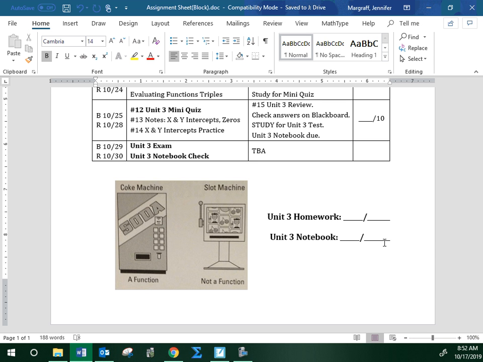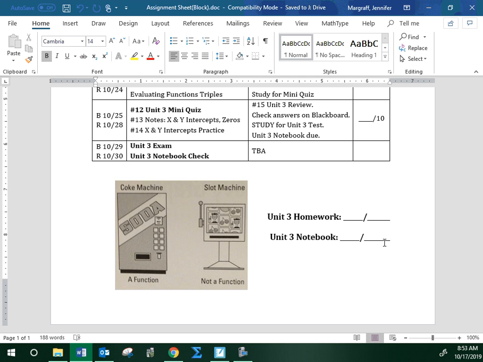It can give you a different result. So that's not a function, where if I put in the same value and I get something different. But if I put in the value and I can only get one response, then that is a function. So a soda pop machine, that's a function. You push the button, you get only one item out of it. You don't get two different items. Slot machine, no matter what coin you put in there, you're going to get different options.